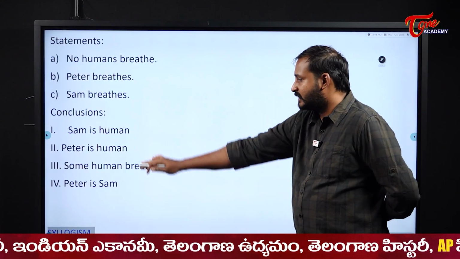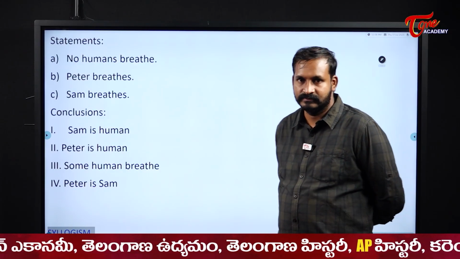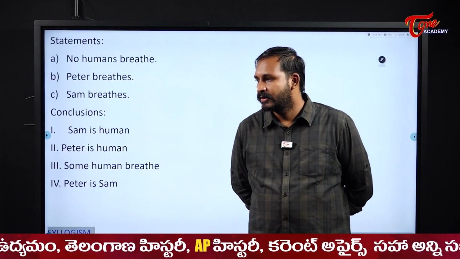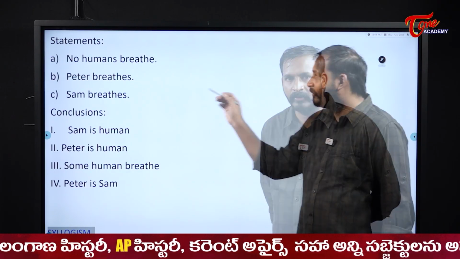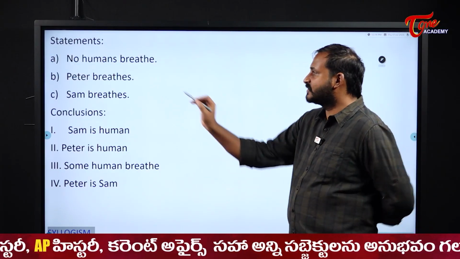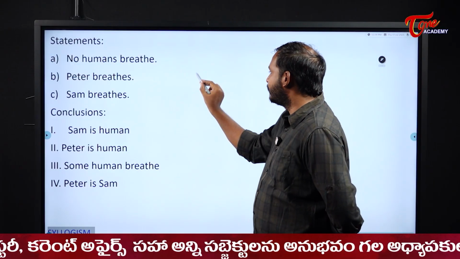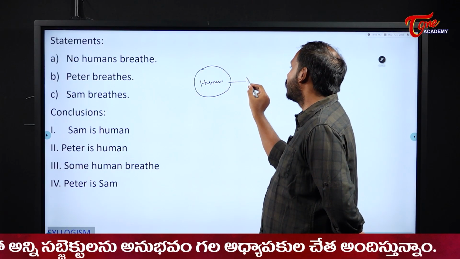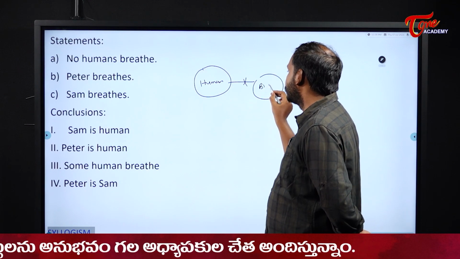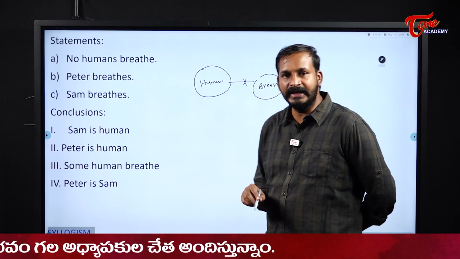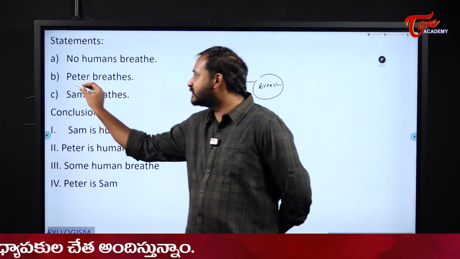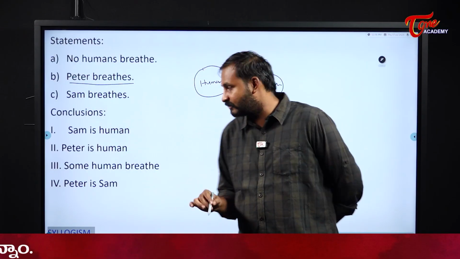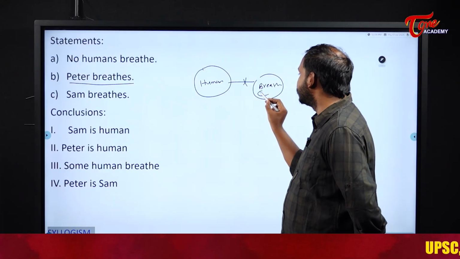Why? Because we have done similar problems earlier also. No humans breathe. Pause the video and try to get the answer, students. Okay, now see here. No humans breathe. That means humans and breathe, we will not have any relation between them. Right? Next, Peter breathes. Peter breathes means what? All Peter breathes. Already I told you earlier also. What we will write? All Peter breathes.